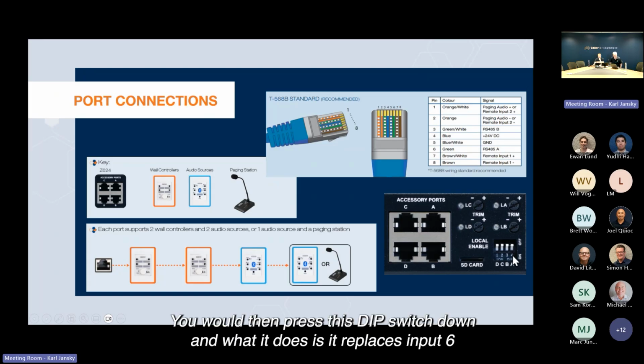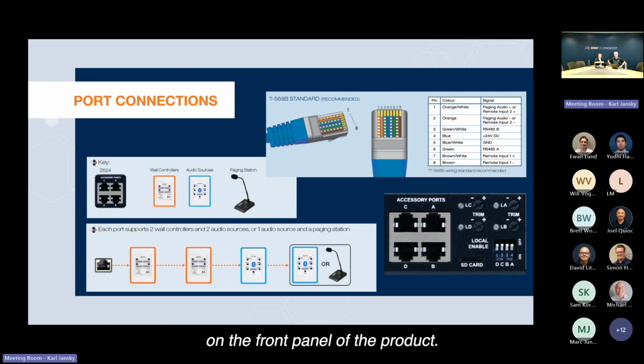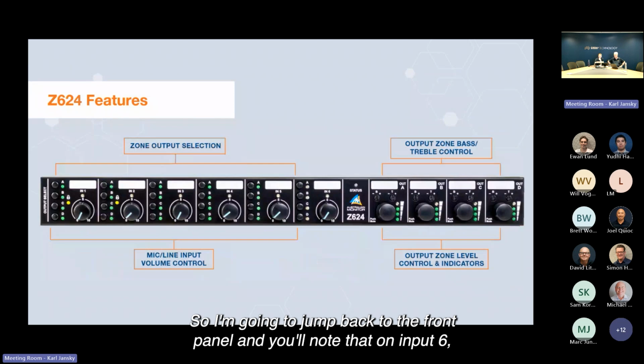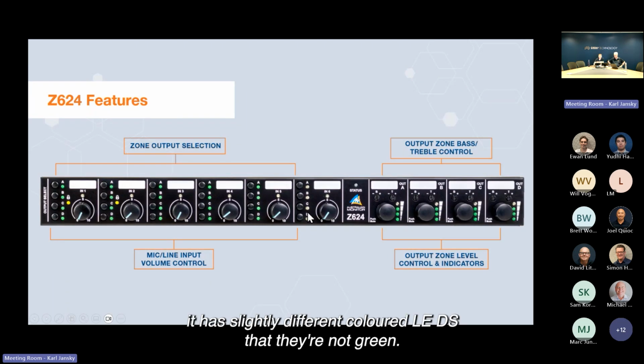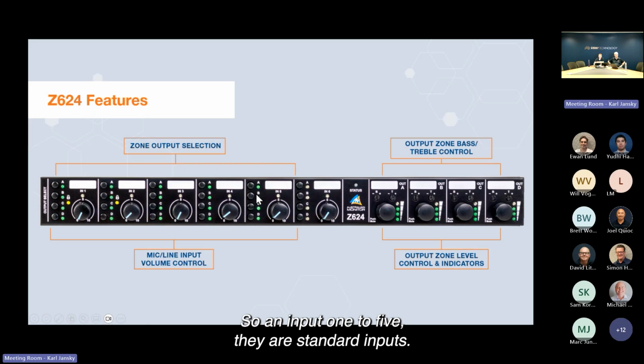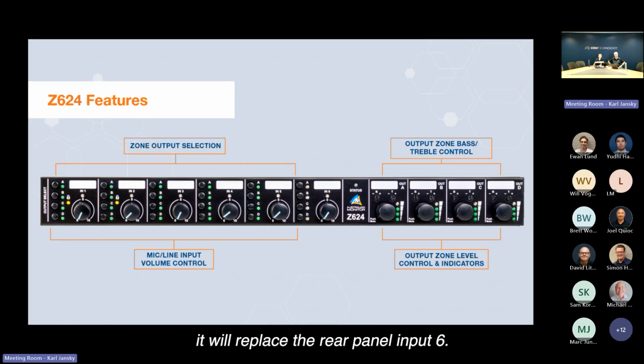You would then press this dip switch down, and what it does is it replaces input 6 on the front panel of the product. So I'm going to jump back to the front panel, and you'll note that on input 6, it has slightly different colored LEDs, that they're not green. So on input 1 to 5, they are standard inputs, but on input 6, if you choose to use a local input, it will replace the rear panel input 6.